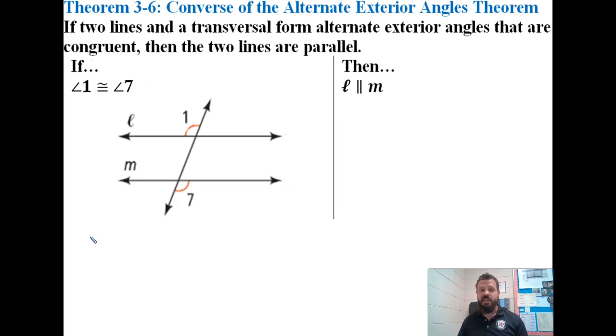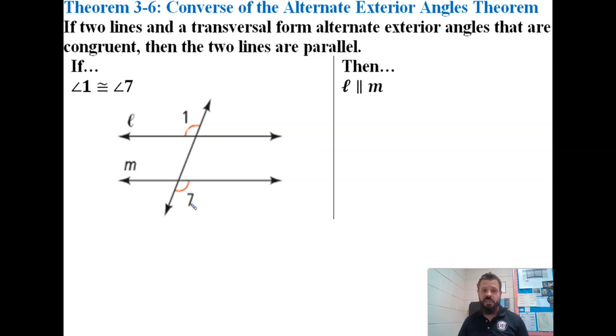And then finally, same idea with the converse of the alternate exterior angle theorem. The original theorem says if a transversal intersects parallel lines, then alternate exterior angles are congruent. Here we'll flip that around. If two lines and a transversal form alternate exterior angles that are congruent, then the two lines are parallel.